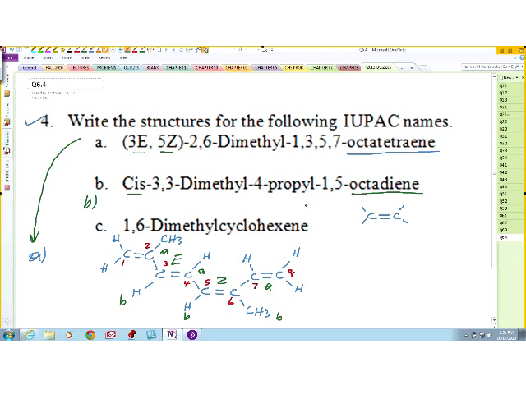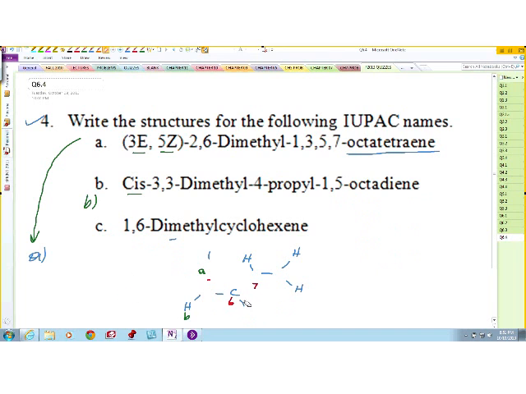Okay, so now let us work with this. We have 4-propyl. Have you all got this here? Okay, I'm going to erase that so I have more space up here. So I'll start with carbon 1, 2, 3, 4, 5, 6, 7, 8.